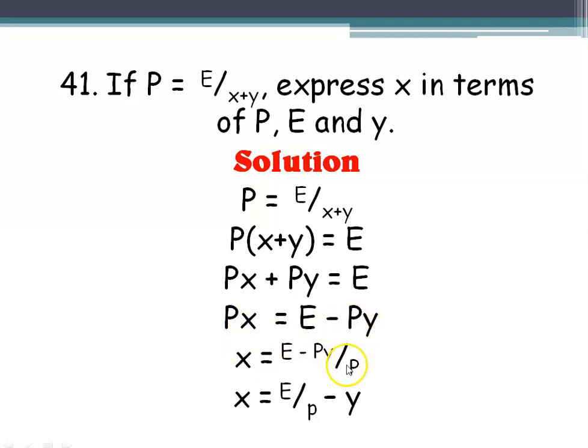So if I say E divided by P, that will give me E over P. And then if I say PY divided by P, P will cancel P, I'll be left with Y. So X is equals to E over P minus Y. So this is X, expressing X in terms of P, E, and Y. Is that taken? Okay.